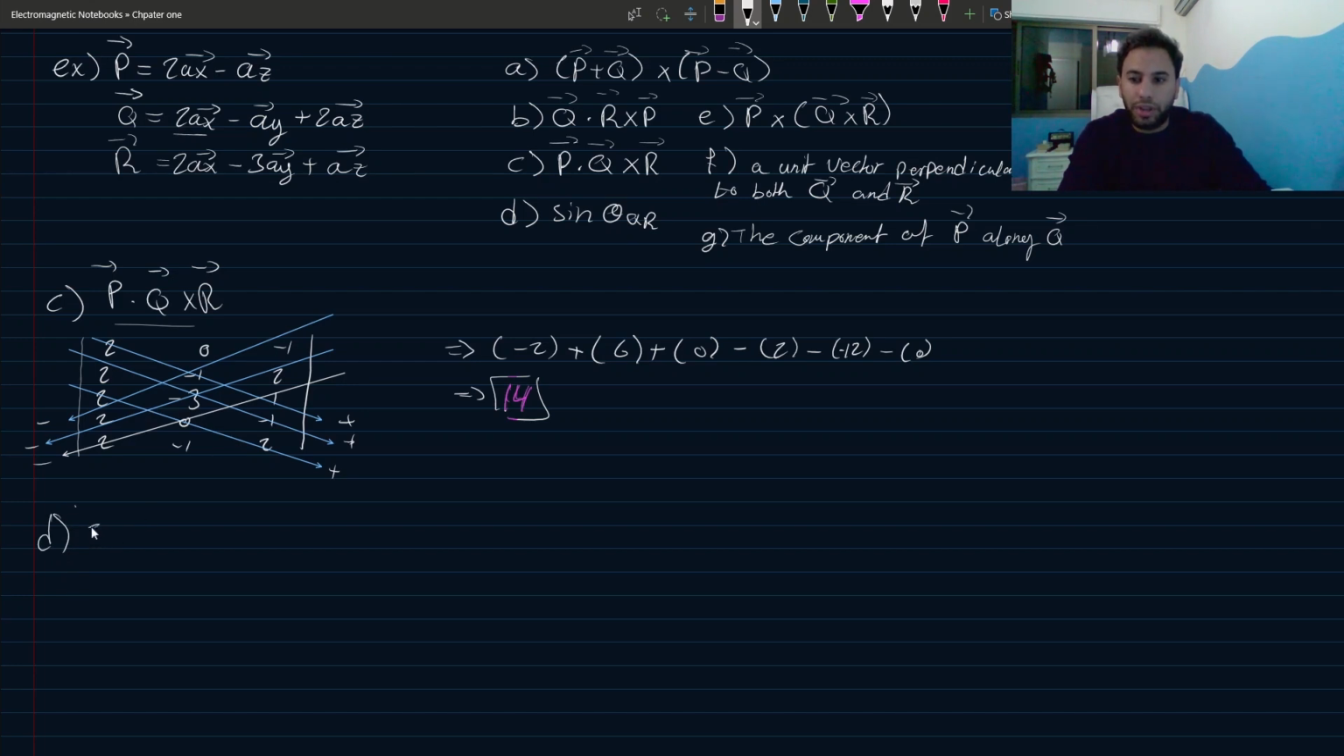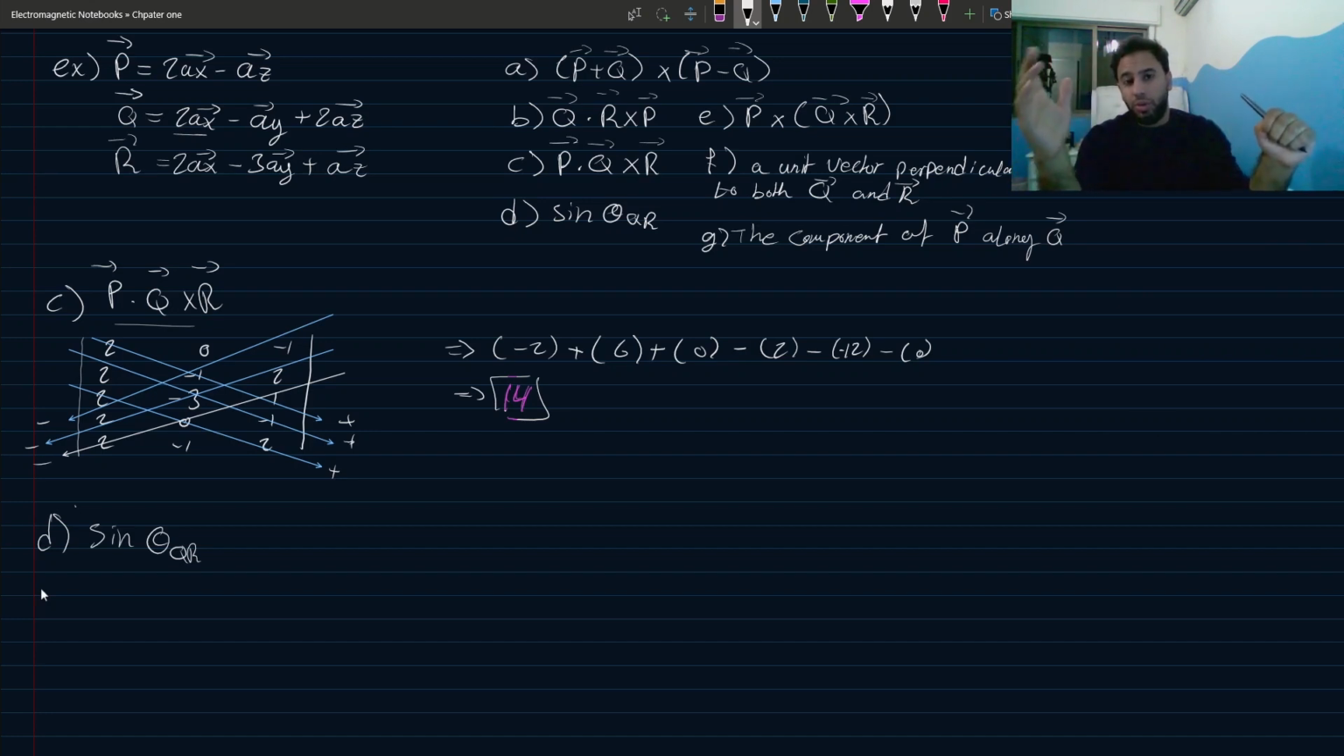They want us to find sine theta QR. Well, you either find theta QR and then plug it in like we did last example. But why should you find theta and then plug it in? What already has sine theta in it?